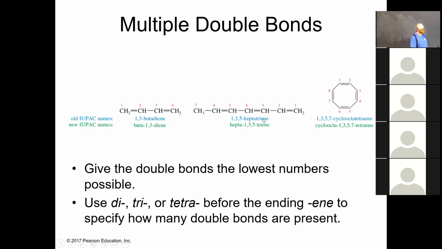If there are 3 double bonds, then it's a triene. So this is hepta-1,3,5-triene. And this is where the double bonds are located. Okay, here's a tetraene, 1,3,5,7-cyclooctatetraene.